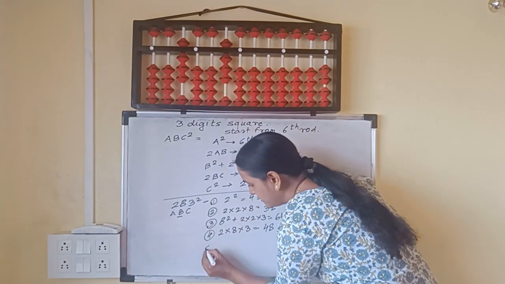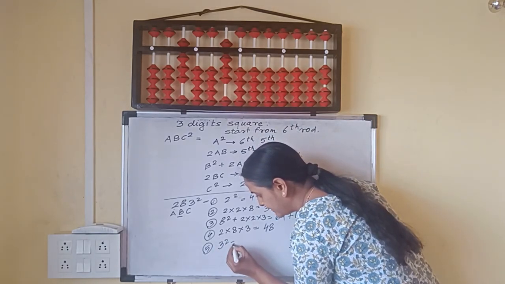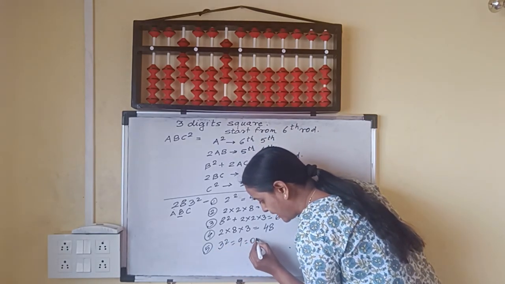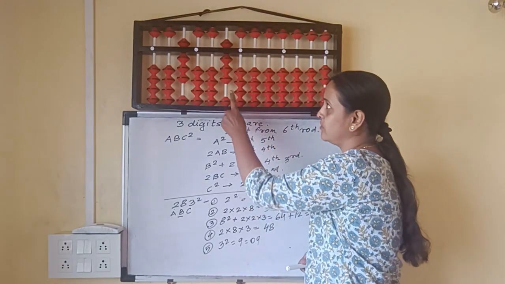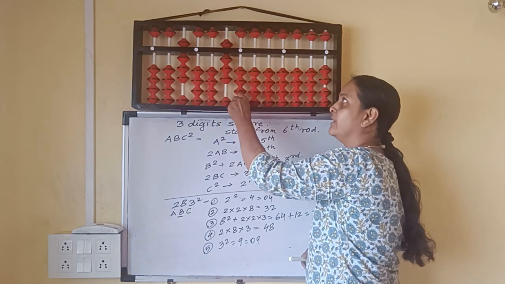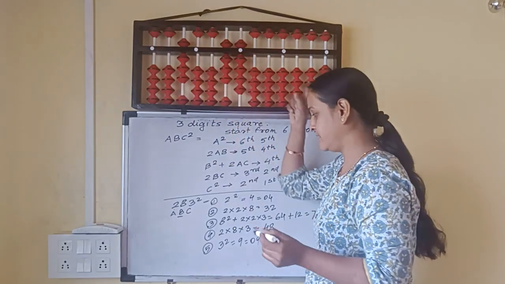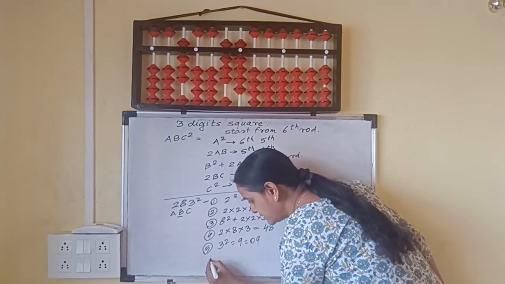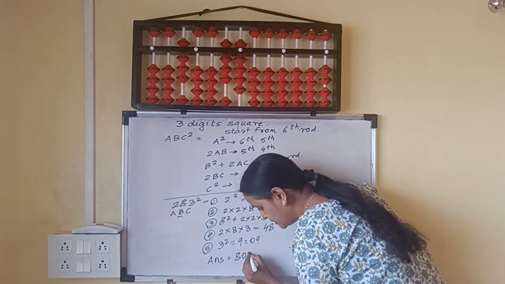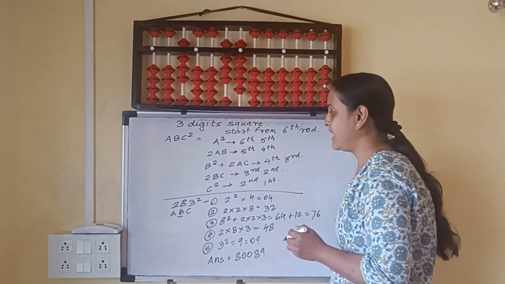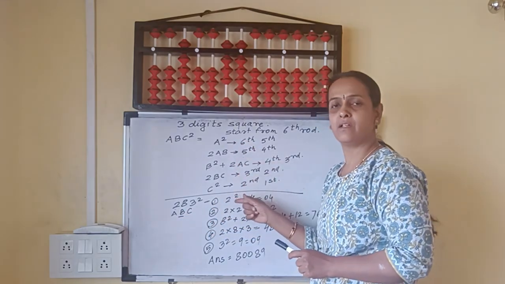The last step is C square, and 3 square is again 9. So we add 0, 9 like this. The answer will be on the second and ones rod: 0 on this rod and 9 on the ones rod. The answer is 80089. Like this, we can find out the square of a 3-digit number easily by this formula.